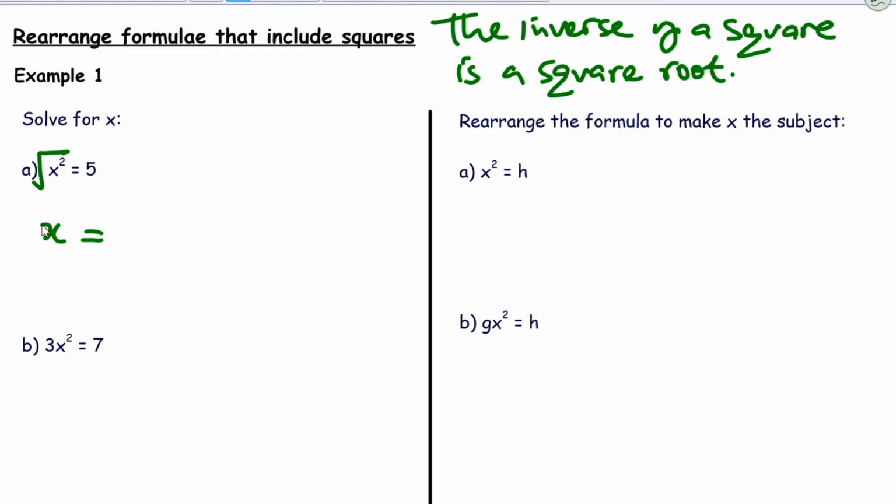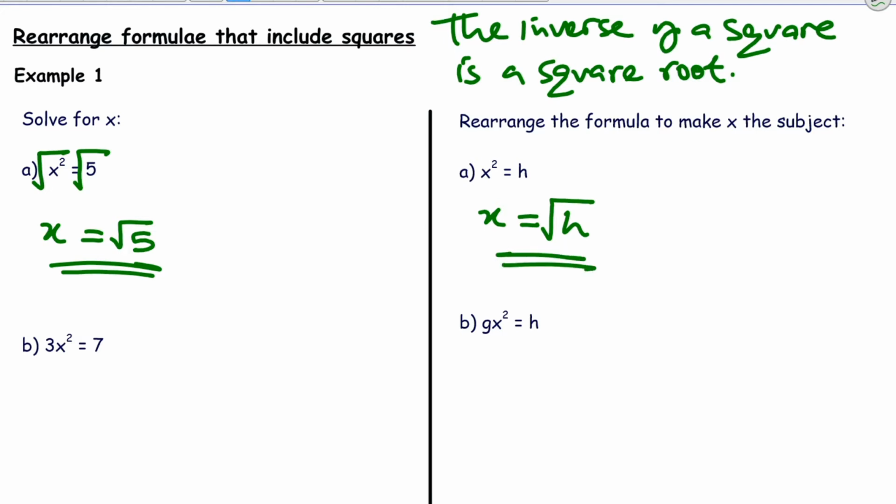And because it's an equation, we also have to find the square root of the right hand side. Now, the square root of x squared is just x. The square root of 5 is just square root of 5. Or we can find the answer, but we'll just leave it as it is. Okay? And we can apply the same process to the right hand side. So basically here, x will be equal to the square root of h, because the opposite of squaring is square rooting. And that will be our final solution.